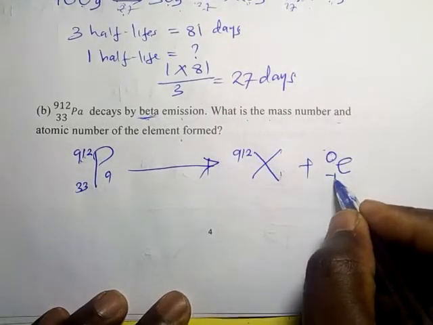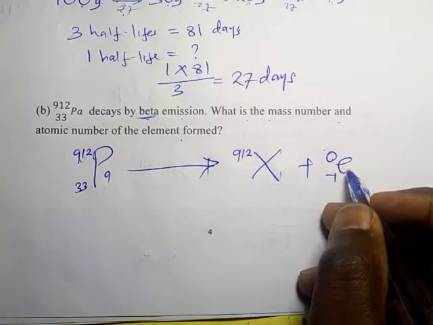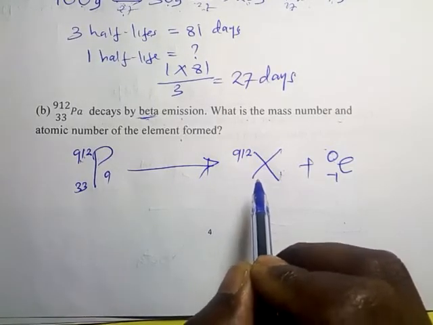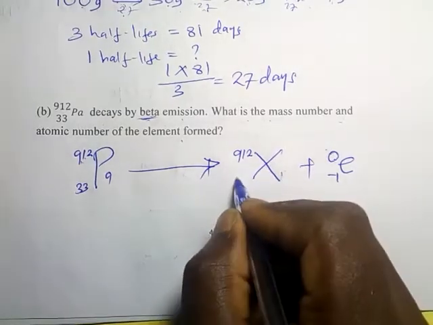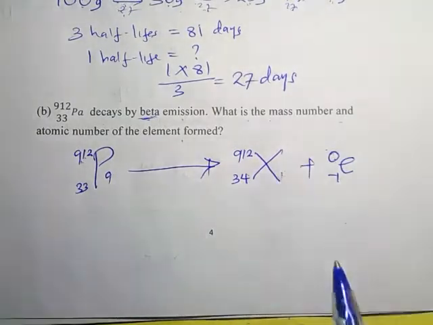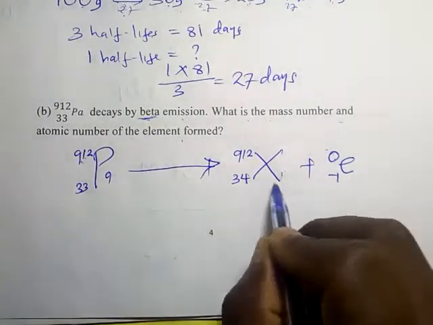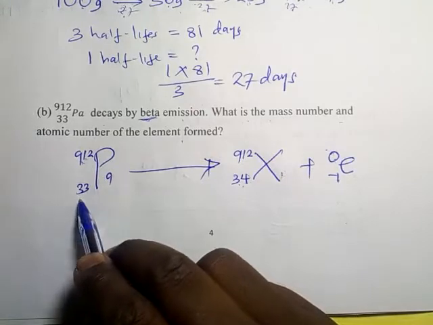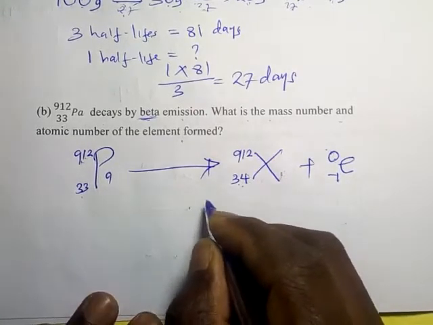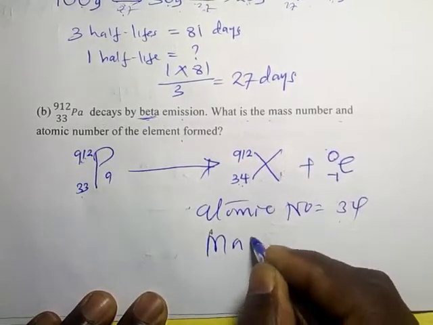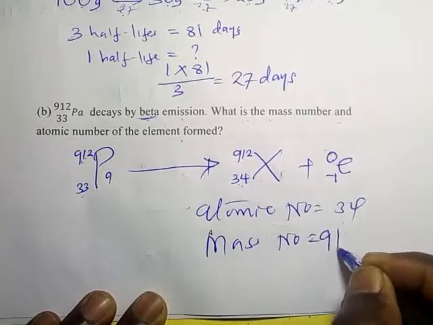What about the atomic number? Remember the characteristics. Atomic number will increase by 1. That one is the most important thing you need to know. Atomic number will increase by 1. Remember that. So now this plus this, it is 33. So what is the atomic number? Atomic number equals 34. Mass number equals 912. It does not change.